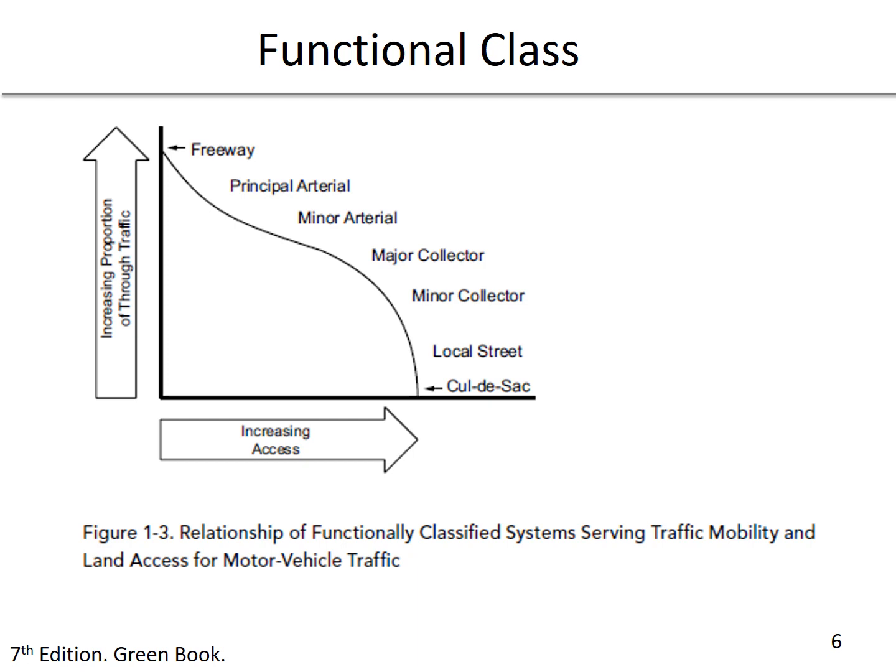And typically, collector streets will carry somewhere on the order of 1,000 to 15,000 vehicles per day. Minor arterials will carry between 15,000 and 35,000 vehicles per day. Arterials will carry 35,000 or more vehicles per day. And often on urban freeways, we'll see 100,000 vehicles per day or more. On local streets, typically will be under 1,000 vehicles per day.